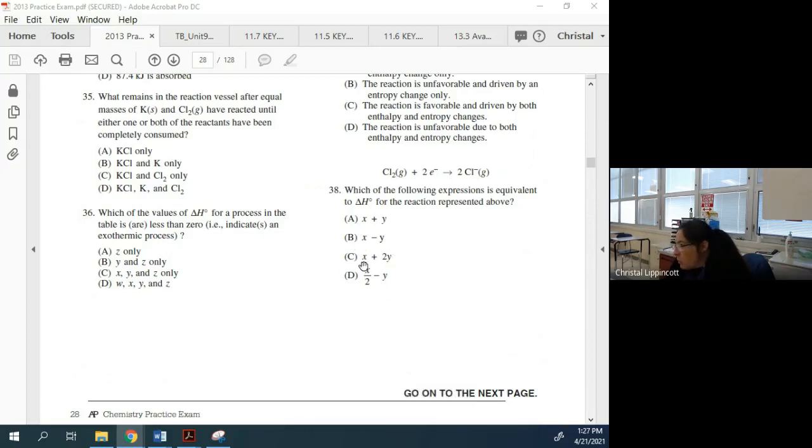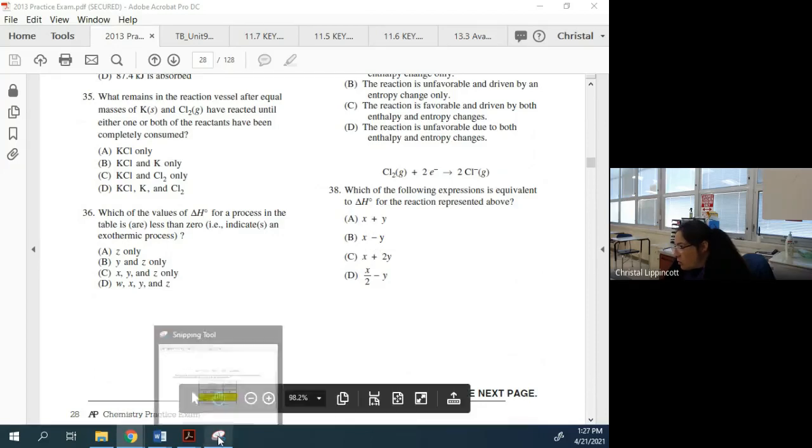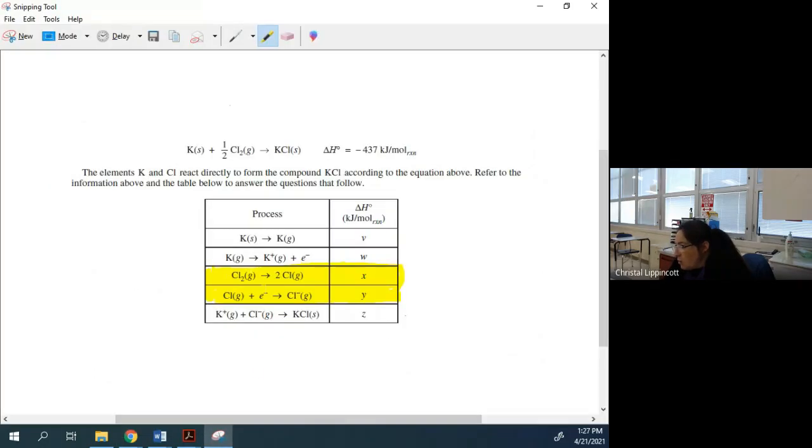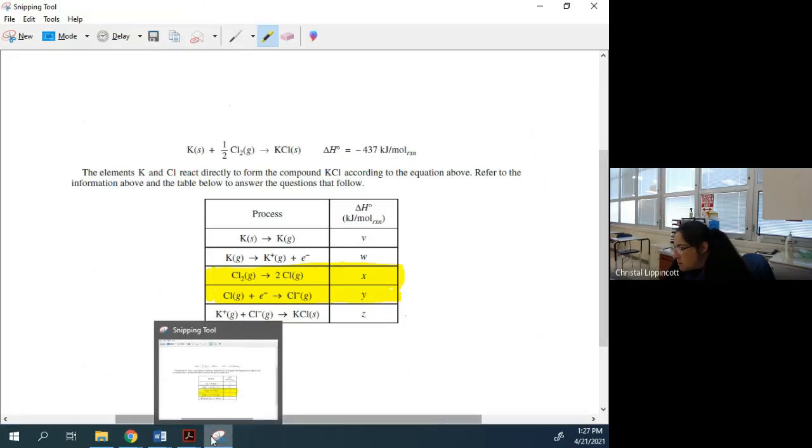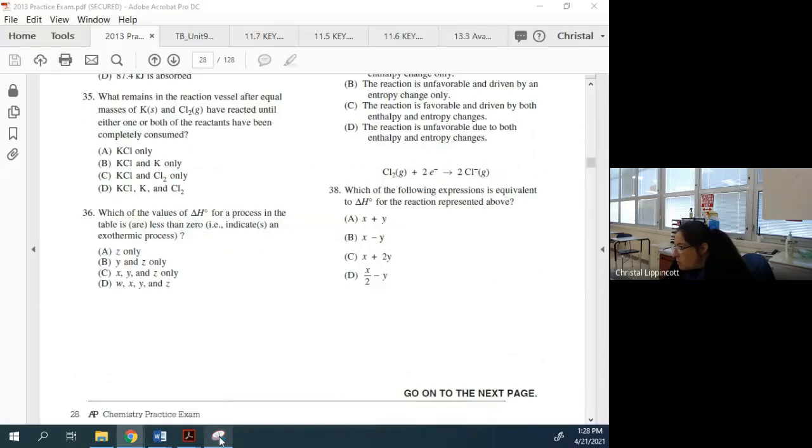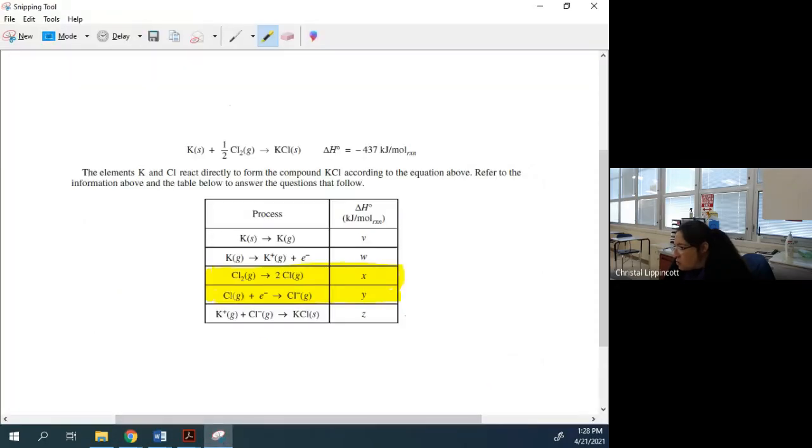So when we look at that reaction, how do I do this? Cl2 plus 2 electrons. So we'd have to reverse this guy, right? Cl2 plus 2 electrons. So this guy we would have to double.